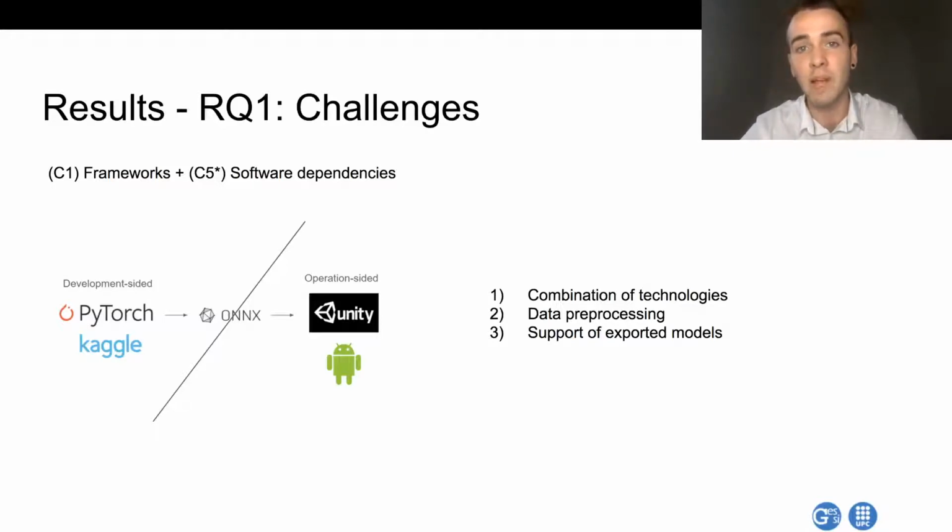And what this implies is a new list of challenges that regard the correct classification and correct combination of these technologies, also the design of two identical preprocessing pipelines, one for each software, and the support or the adaptation of the export and import operations within these two technologies.